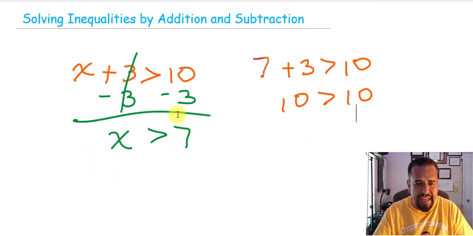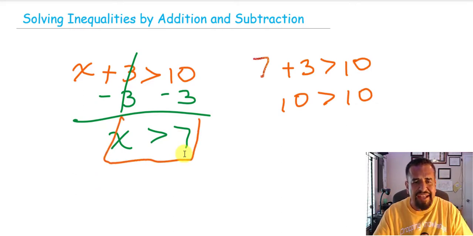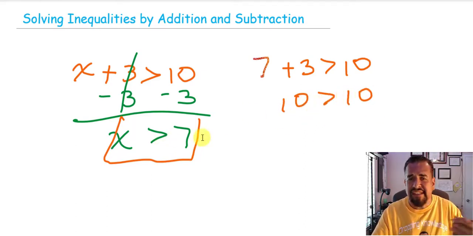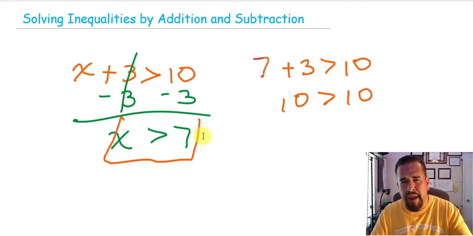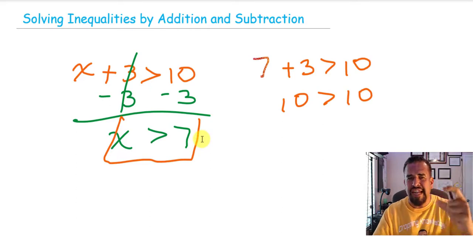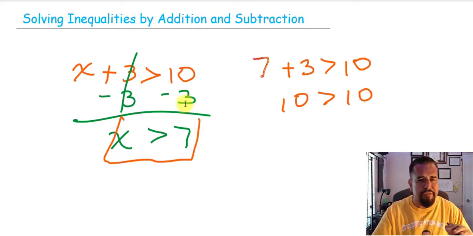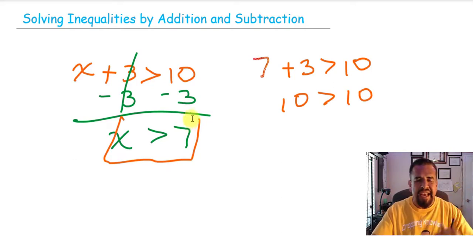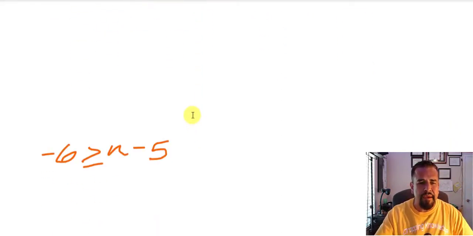As you can see by the statement, x has to be greater than 7. That's why this statement is false. 10 is not greater than 10 because 7 is not a solution. It has to be greater than 7. All right, a little tricky just in a statement purpose, but as far as solving it, it's the same exact process. So don't let that get to you. Let's go ahead and practice another one.